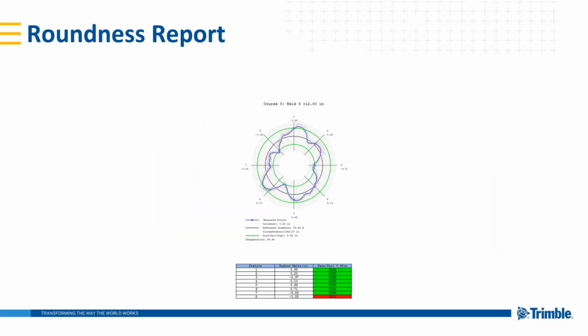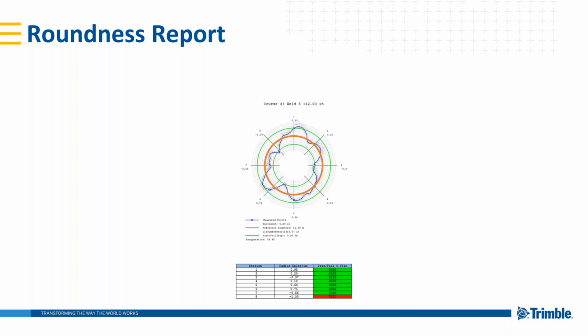In addition, we also generate roundness reports. Again, this should look fairly familiar to most of you. You can imagine the tank center here, the perfect round tank in the middle, with the green lines being the tolerance values that we've set. These are all customizable, so you can enter whatever tolerance values you want to meet whatever standard you're trying to meet. And then, of course, the blue line going around is the exaggerated view of what the tank shell is doing.